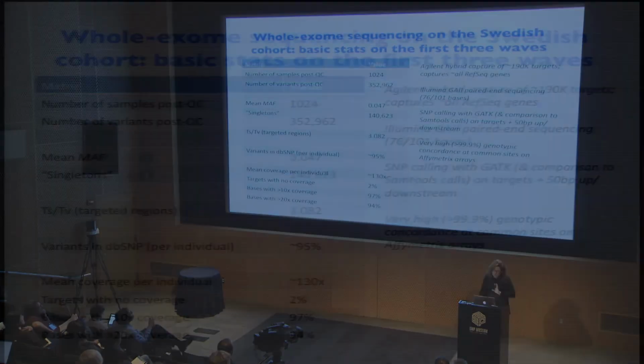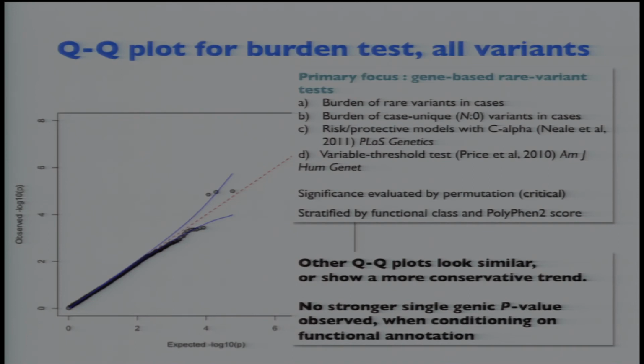Similarly, the basic statistics on our first set of 500 cases and 500 controls were excellent. I obviously put too many of these background slides in, but the sequencing itself needs a great deal of care and QC, and everything about it thus far looks very good.